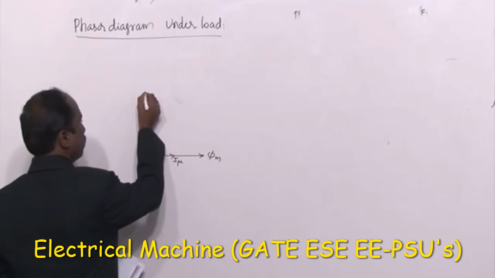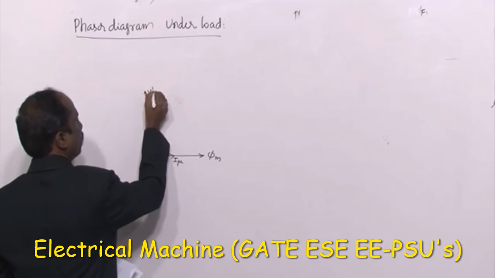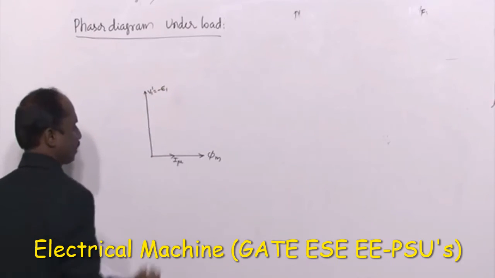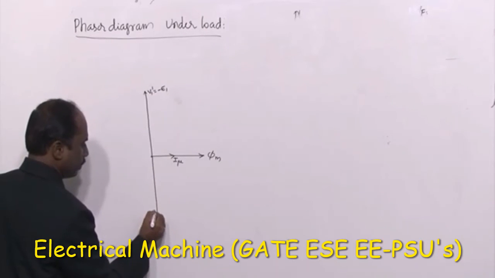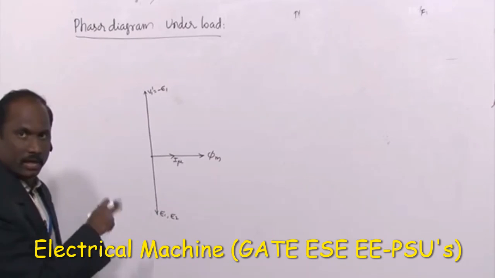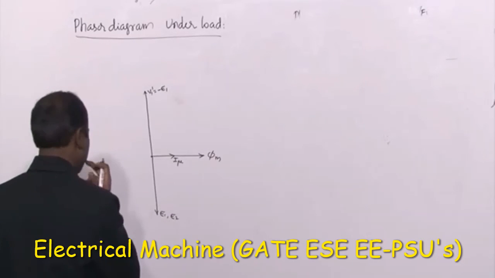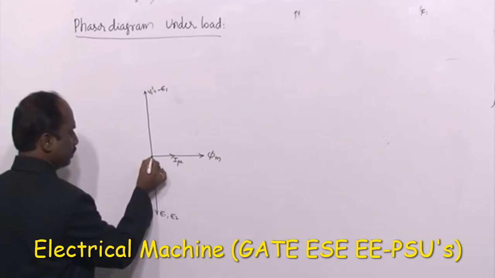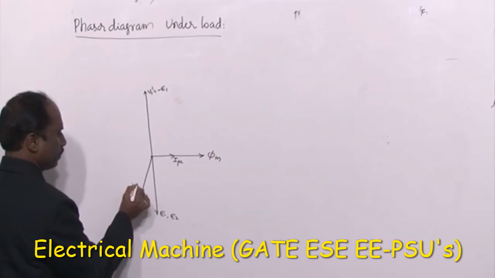Next, this is nothing but V1 dash, which is equal to minus E1. And in this direction, we are going to take E1 and E2. These are not equal. E1 and E2 are acting in the downward direction. So here, what is the terminal voltage V2? This is V2.